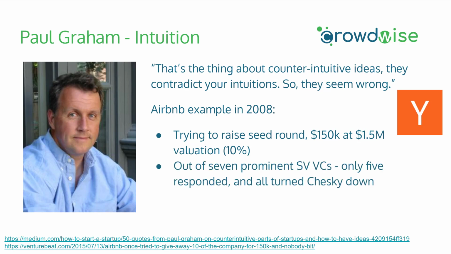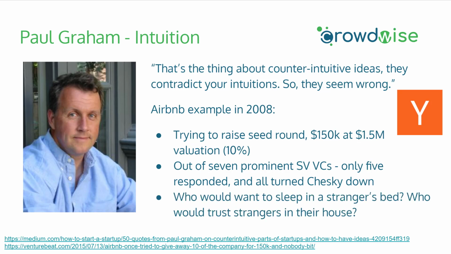Out of 7 prominent Silicon Valley VCs, only 5 responded, and every single one of those turned Chesky down. A lot of their concerns were: who would want to sleep in a stranger's bed? Who would trust strangers in their house? Again, we know when looking back that all of this ended up working out for Airbnb. But at the time that the investment was being pitched, there was a lot of uncertainty, and many investors and people couldn't grasp how this would become a new way to book lodging.